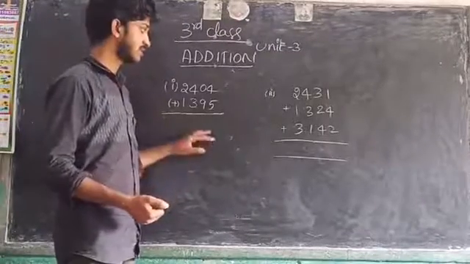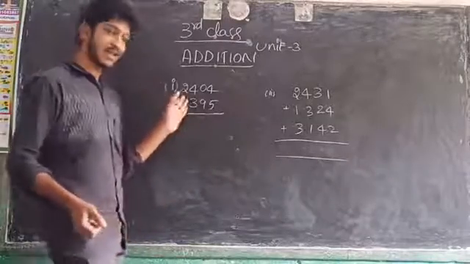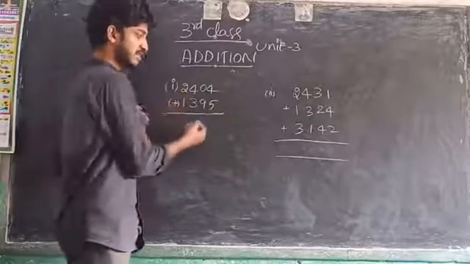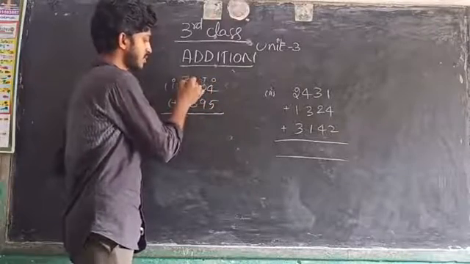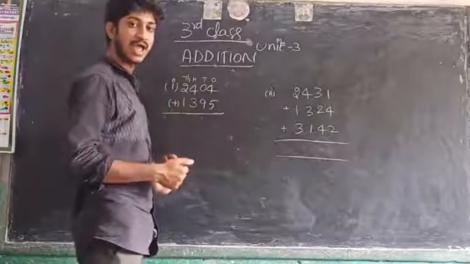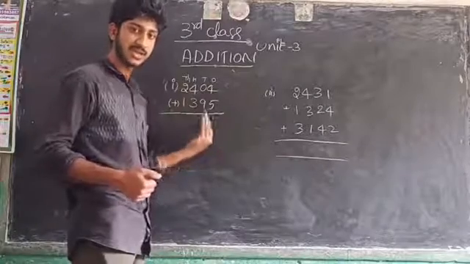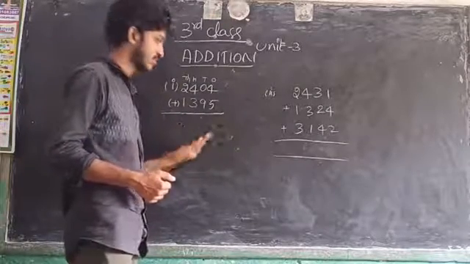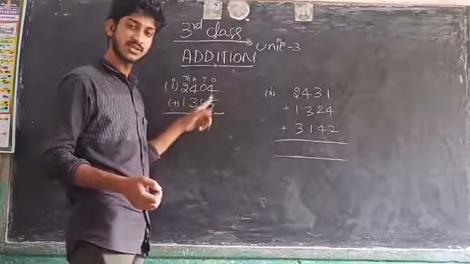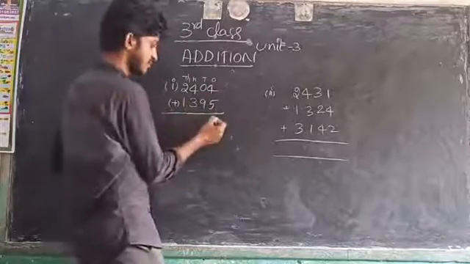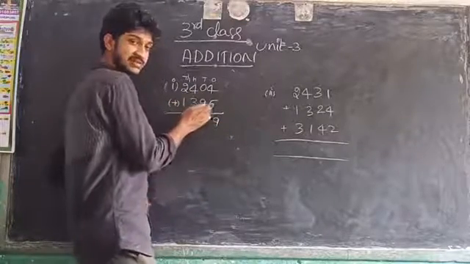Okay, children. In unit 3, exercise 1, sum. Now we are adding two numbers here. Here is the ones place, tens place, hundreds place, and thousands place. We have to add numbers from the ones place onwards. First the ones place, next the tens place, hundreds place and thousands place. 4 ones plus 5 ones is equal to 9 ones. Now the ones place is completed, so come to the tens place.